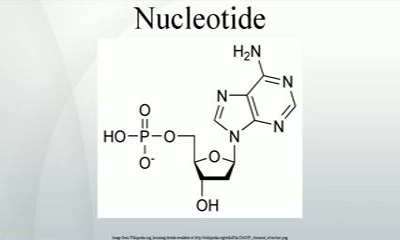Nucleotides contain either a purine or a pyrimidine base. Ribonucleotides are nucleotides in which the sugar is ribose. Deoxyribonucleotides are nucleotides in which the sugar is deoxyribose. Nucleic acids are polymeric macromolecules made from nucleotide monomers.